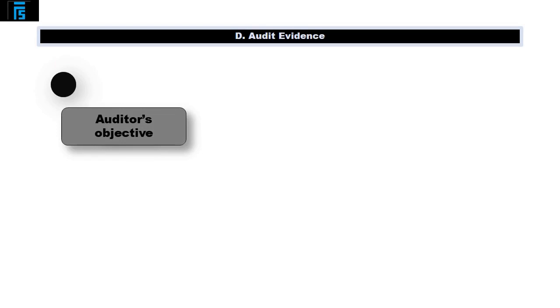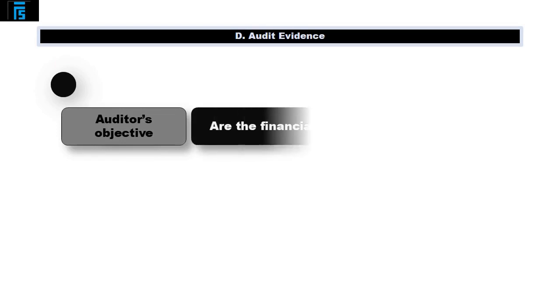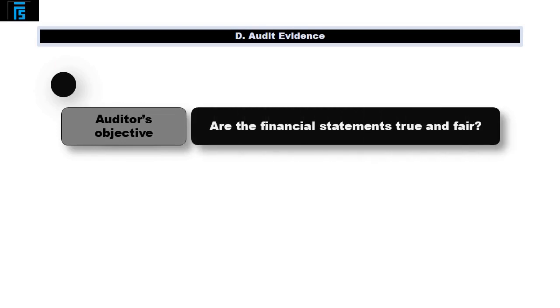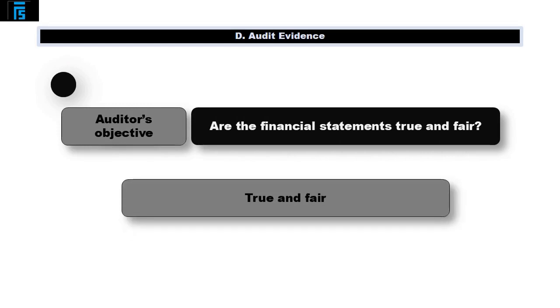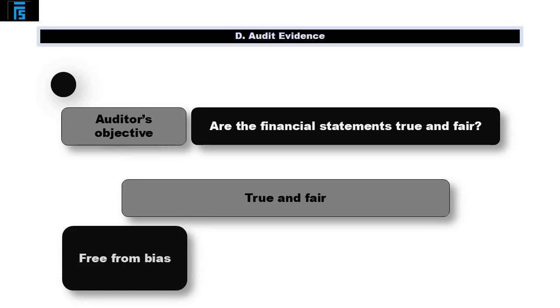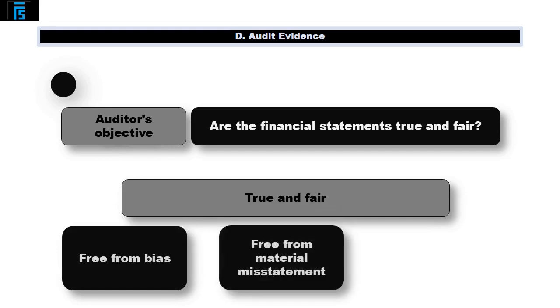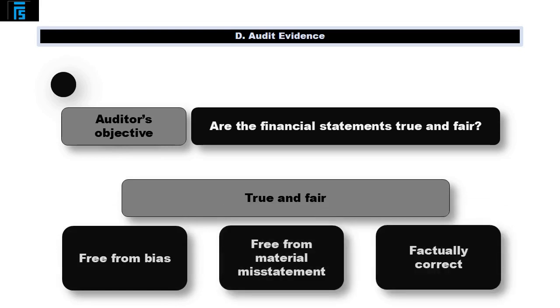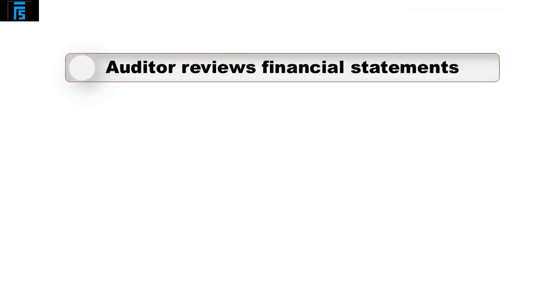The overall objective of the external auditor is to decide whether the financial statements are true and fair and properly prepared. True and fair can be described as free from bias, free from material misstatement, and factually correct. The auditor should also ensure the accounts have been prepared using an appropriate reporting framework. We look at this when we look at the auditor reviewing the financial statements as a whole.